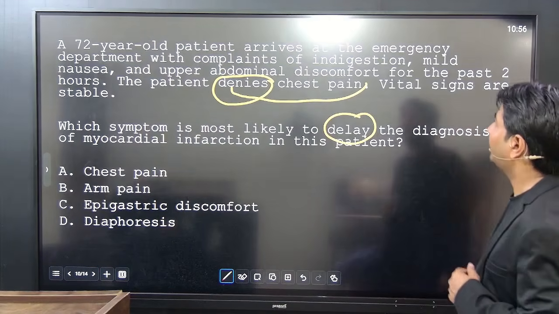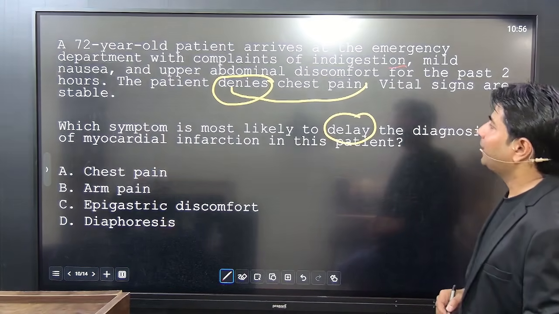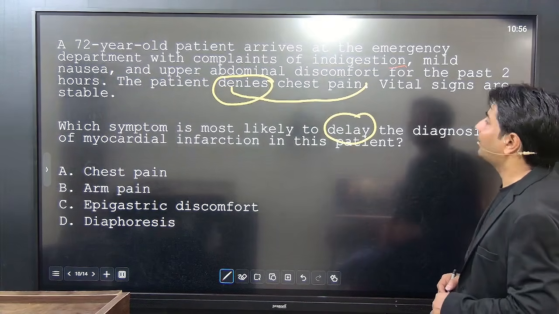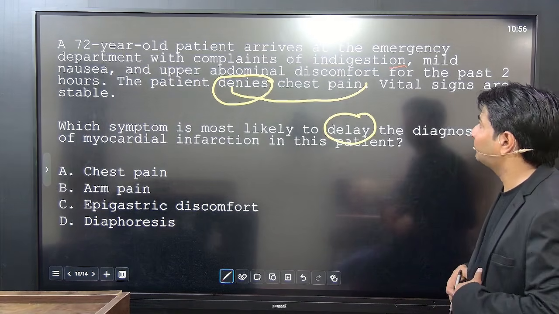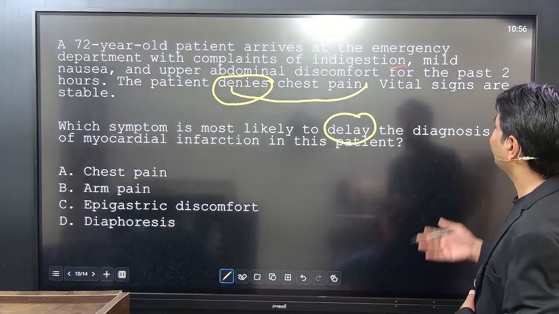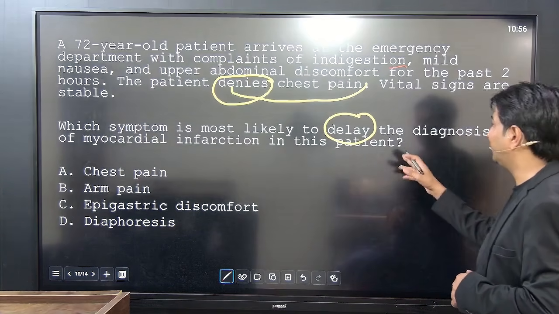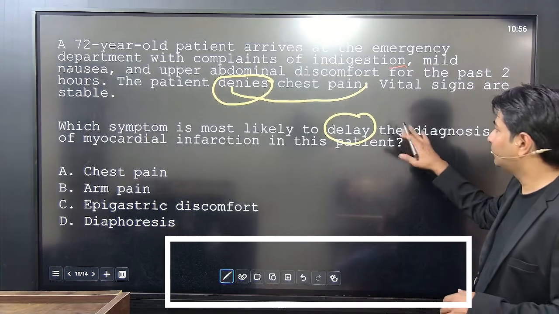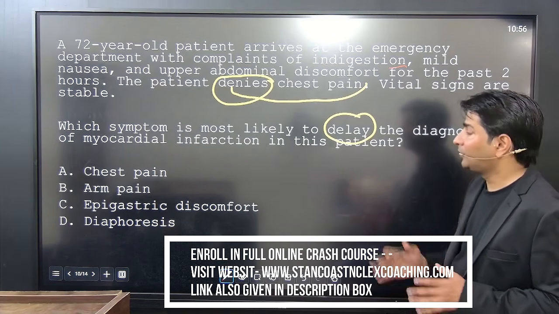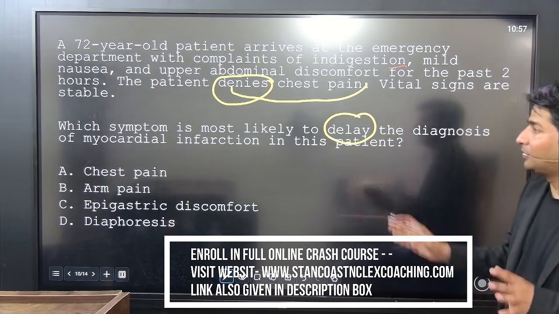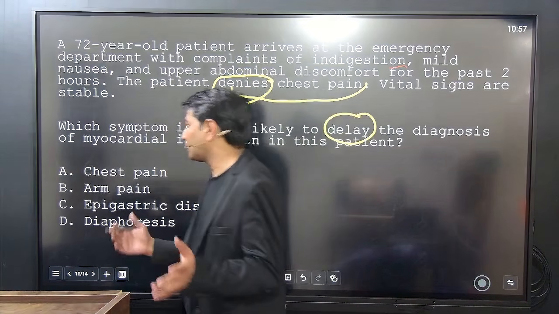A 72-year-old patient arrives at the emergency department complaining of indigestion, mild nausea, and upper abdominal discomfort for the past 2 hours. The patient denies chest pain, meaning the patient is saying that he didn't have chest pain, he only had abdominal distension, nausea, and indigestion. The patient's vital signs are stable. But which symptom is most likely to delay? Meaning, which symptom is it that will delay the diagnosis of myocardial infarction in the patient? If the patient had an MI, which of these symptoms could cause a delay in the diagnosis of that MI?